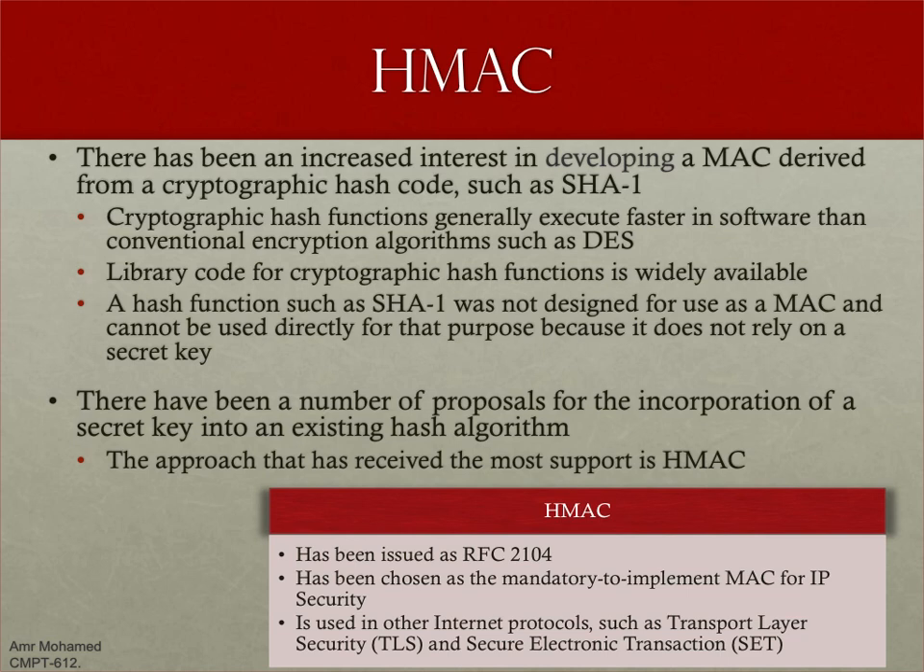HMAC uses the third method, which tries to avoid encryption. Okay? So we'll embed the secret value, and then we'll try to hash everything. So it looks like the HMAC is simple. It's just to embed the secret value in a way and then hash everything. Right? So in a way, it's simple. There have been a number of proposals for incorporation of a secret key into an existing hash algorithm using the third method that we talked about.